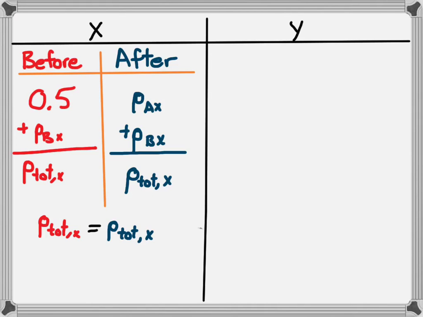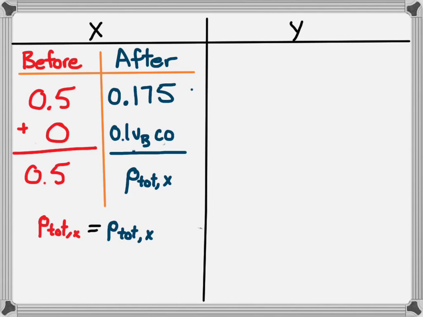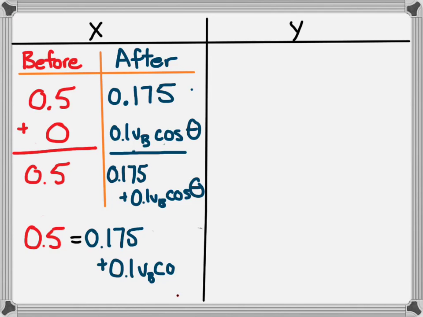Okay, so I'm going to replace these with the numbers that I came up with in the past couple of slides here. So before the collision, we had a total momentum of 0.5 kilogram meters per second. And after the collision, we're going to come up with an expression. By using conservation of momentum in the x direction, I end up with an equation: 0.5 equals 0.175 plus 0.1 VB cosine theta. Okay, so that is step 2 from my solving strategy.